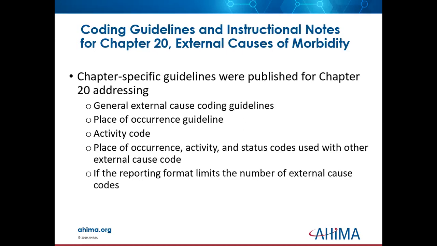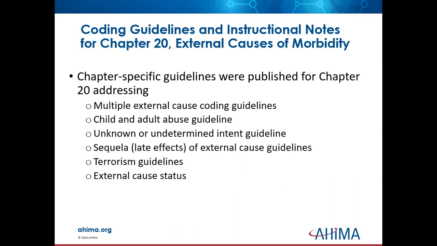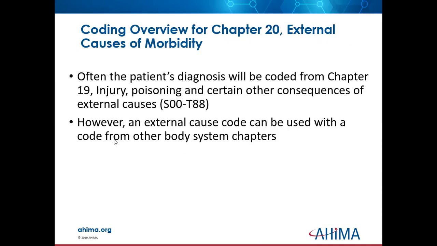There are some chapter-specific guidelines. They're in the front of this chapter, and they cover such things as place, activity, status, of course. And if the reporting format limits the number of external cause codes, please pay close attention to these guidelines. And there are sequencing guidelines. There are important guidelines on child and adult abuse that are used for a lot of different services, research, what have you. We even have guidelines on terrorism and other external cause status.